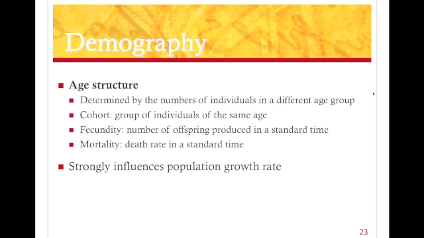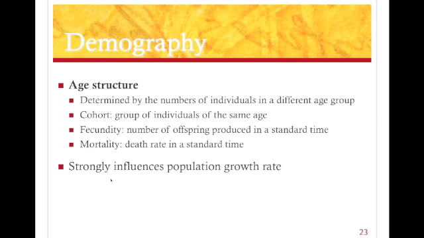These are some variables that are important in demography. That is to say, we're looking at the number of individuals within the population that fall within different age categories. In order to know this, you have to track the population over time. One of the things that we track is cohort. What does a cohort mean? Cohorts are groups of individuals of the same age or the same class. Then there's fecundity, which is a measure of the number of offspring produced in any given time.